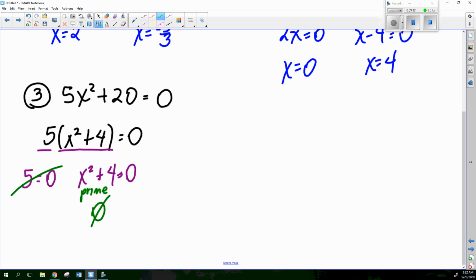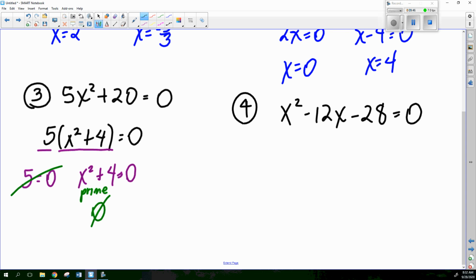All right. Now, let's pull in some trinomials here. Start with what I would consider the easy ones. X squared minus 12x minus 28 equals 0. Okay? And step 1 is to make sure it's equal to 0. Are we good with that? It's already done. Step 2 is to factor.